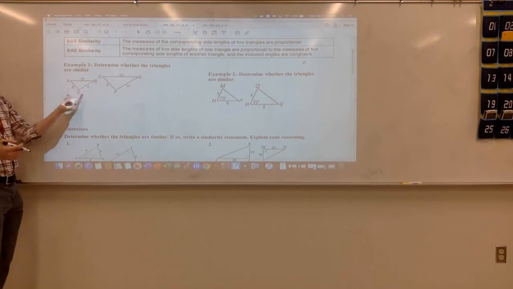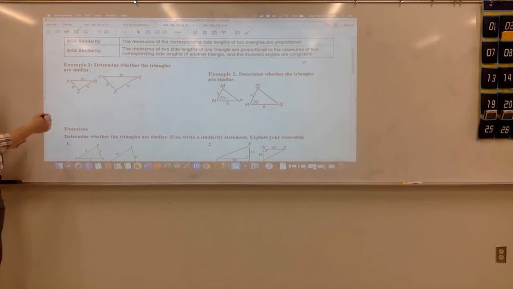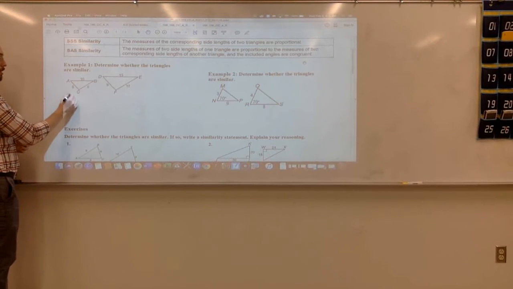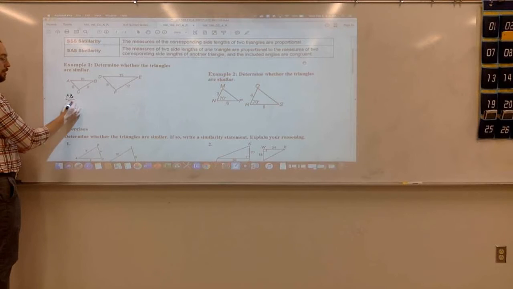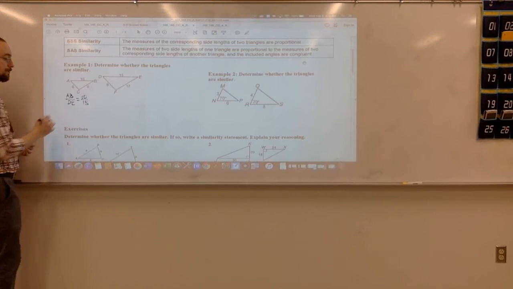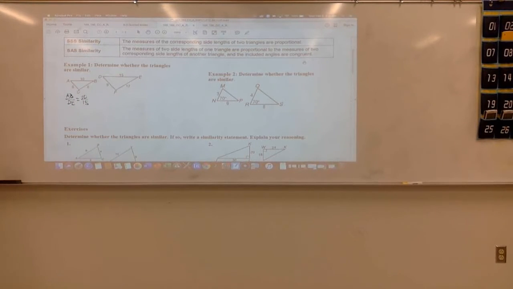We can see which sides match up. And so AB would match up with DE. So we can say AB over DE is going to equal 10 over 15. And we would want to reduce that fraction as far as possible.